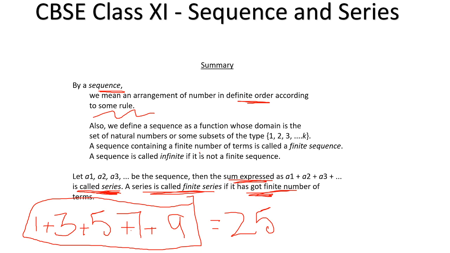A sequence containing a finite number of terms is called a finite sequence. A sequence is called infinite if it is not a finite sequence. Also, if the sum is expressed of the terms in a given sequence, it's called a series. A series is called a finite series if it has a finite number of terms. For example, 1 plus 3 plus 5 plus 7 plus 9. If we have a sequence with the terms 1, 3, 5, 7 and 9, if we add all of them, we'll get a series, and the sum is going to be 25.